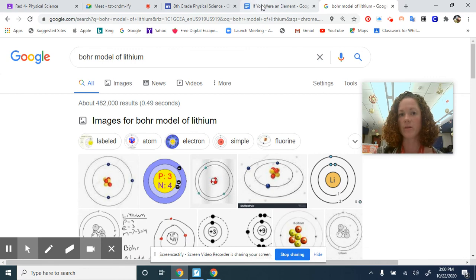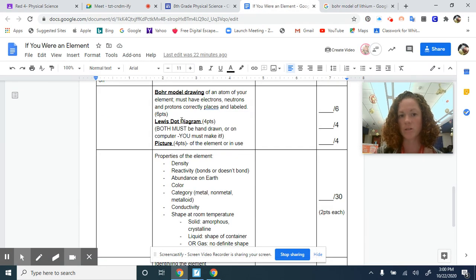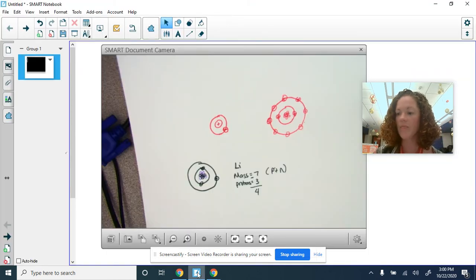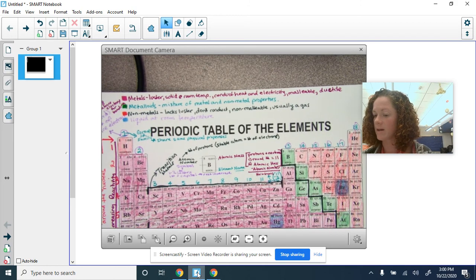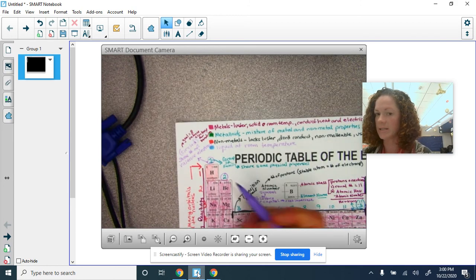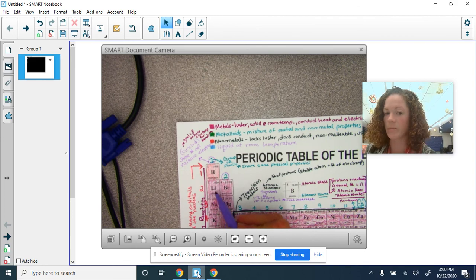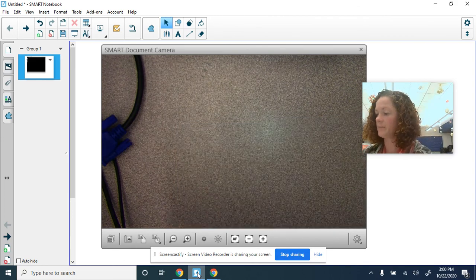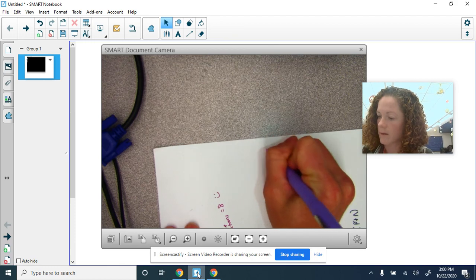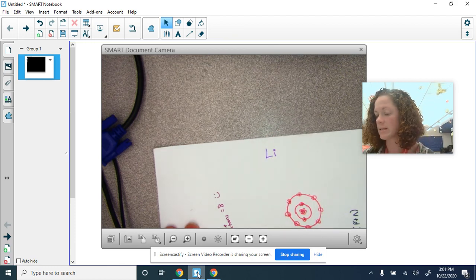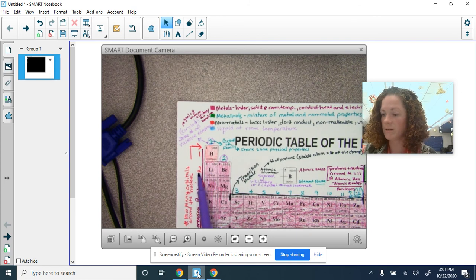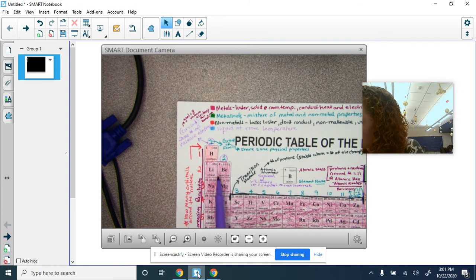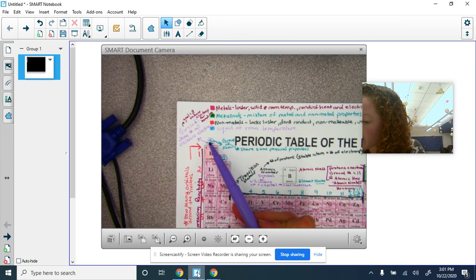All right, the other thing that you need to do is the Lewis dot diagram. The Lewis dot diagram has to do with how many valence electrons there are. So let's use lithium again. For lithium, we take the symbol. The lithium symbol is Li, and that goes in the middle. And then based on the valence electrons, we're looking up here.